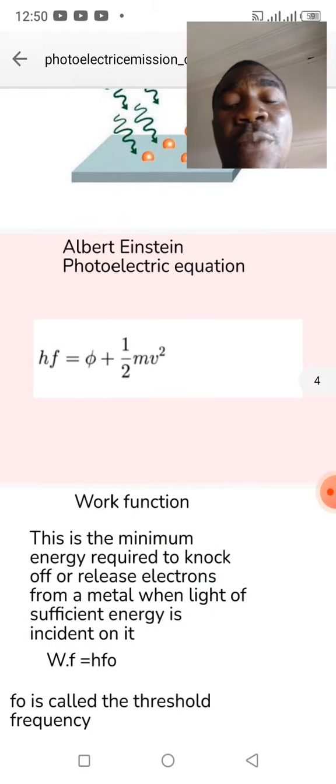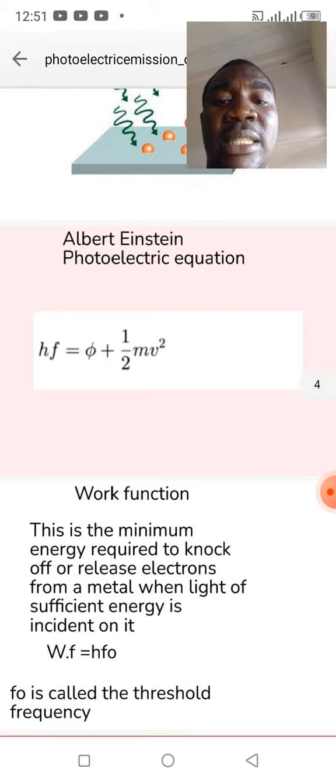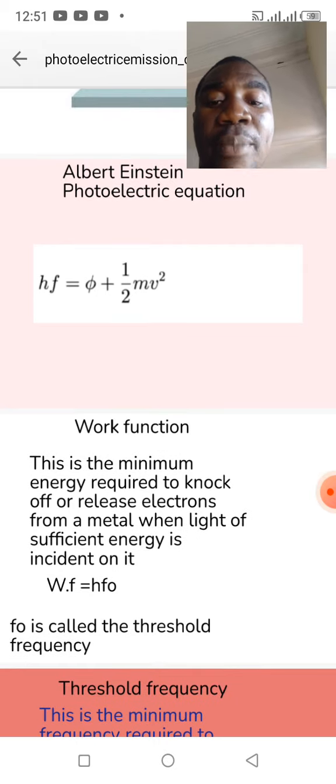Well, we need to define what work function is. If you check my screen, you will see that I have given you a definition of work function, so that when you are writing your notes, it will be easy. So very quickly you can write that down as I scroll my page.